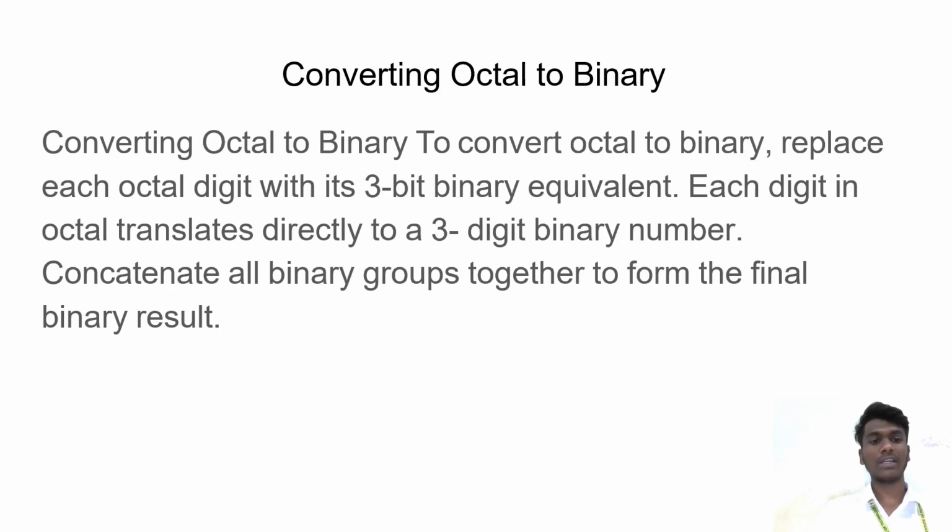Converting octal to binary. Converting octal to binary replaces each octal digit with its 3-bit binary equivalent. Each digit in octal translates directly to a 3-digit binary number.